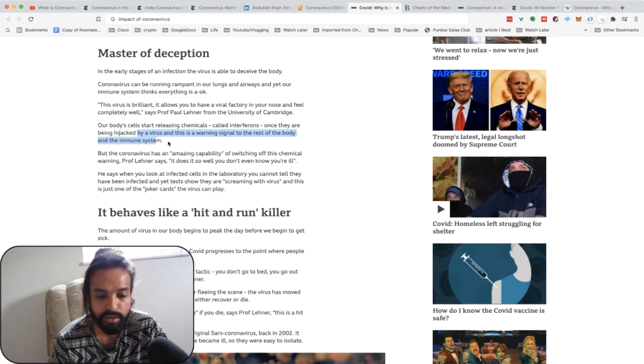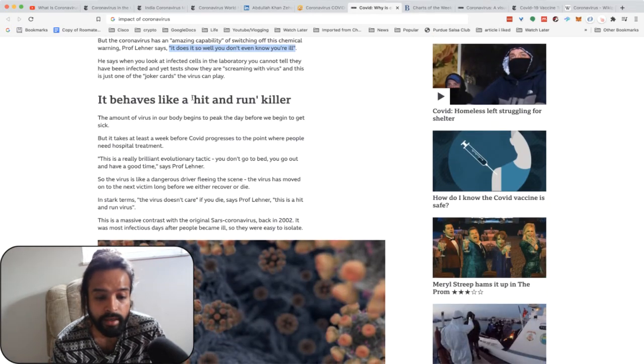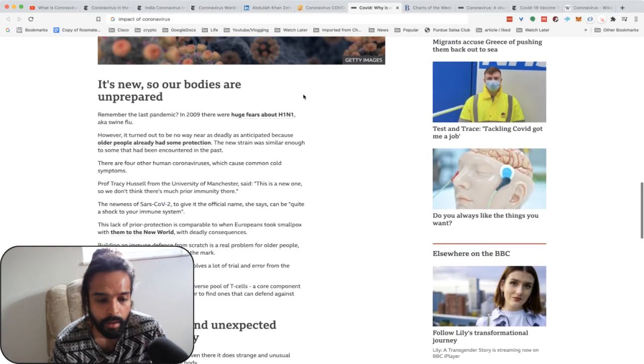The coronavirus has an amazing capability of switching off this chemical warning system. Professor Lerner says it does it so well you don't even know you are ill. So this is how it basically traveled all the continents, all the countries, and killed human beings. It behaves like a hit and run killer. And it's new, so our bodies are unprepared. So that's why we need vaccines. That I will talk about next.